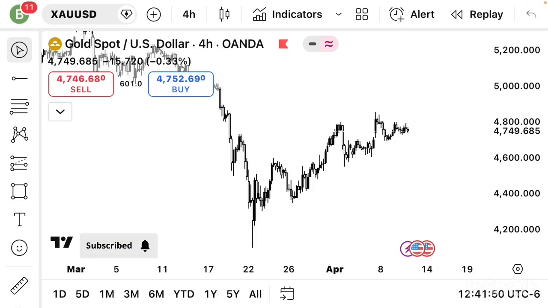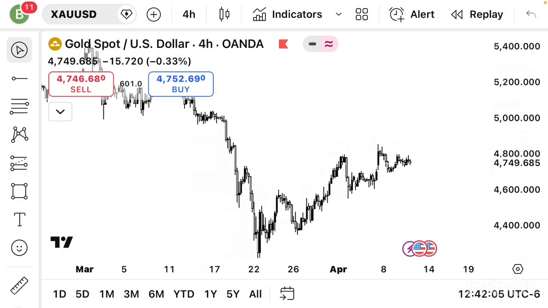It's Blues again, and today I'm going to be breaking down gold, telling you what exactly I'll be expecting on Monday, and I mean the opening of the session in Asia.